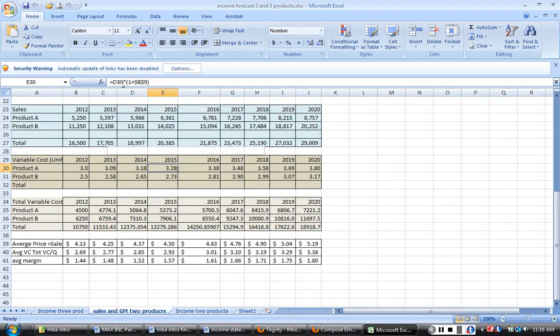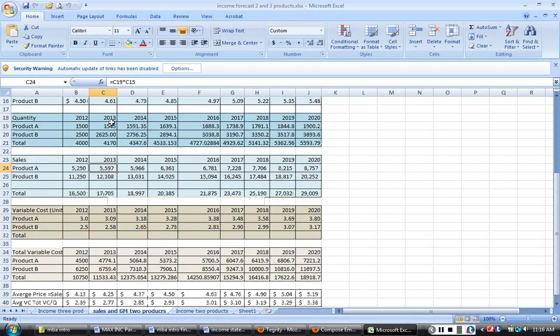So again, prior year times 1 plus B19, the cell where the inflation number is residing. Once we have done the unit cost growth rate, we need the total cost, which is going to be each one. Say in 2013, it's going to cost $3.09, and we are going to make a quantity of 5597.